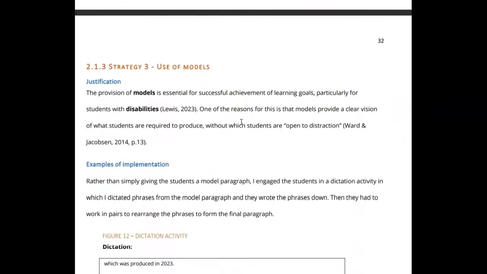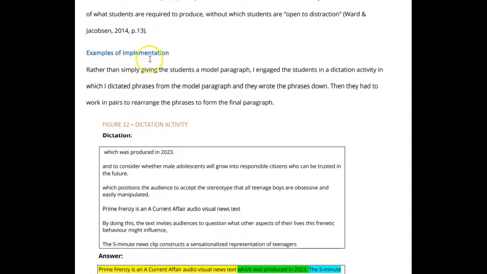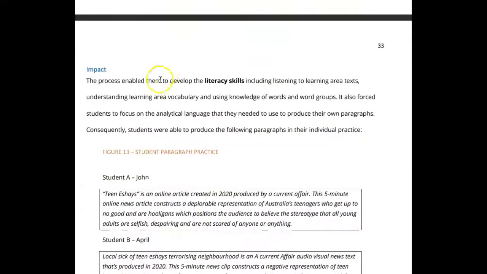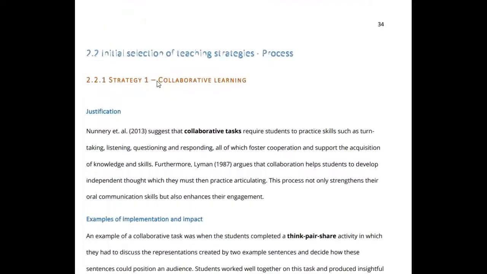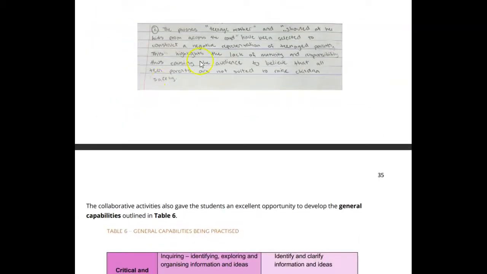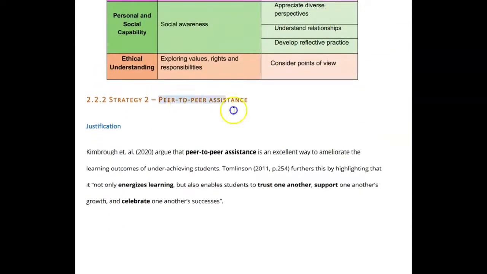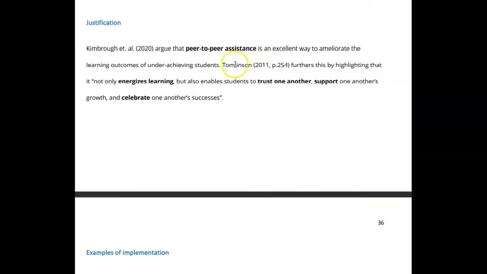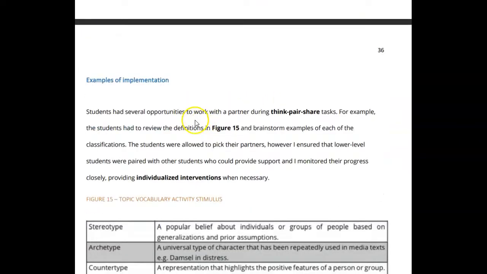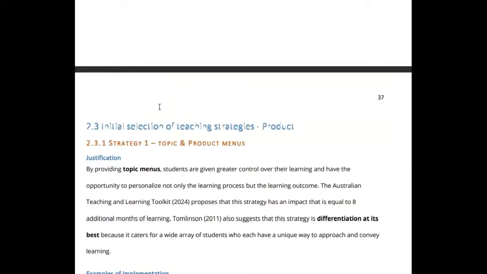teaching methodology. Strategy number 3, again, models, justification, examples, evidence of it, and impact. Collaborative learning, justification, example, evidence, okay, and not impact. I can't see impact here, maybe that's a missing bit. Peer-to-peer assistance, justification, academic justification, example, evidence, impact. And that keeps going on.